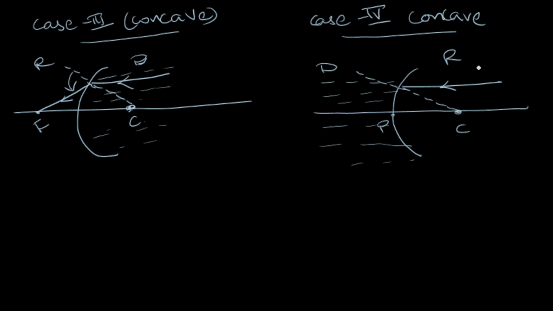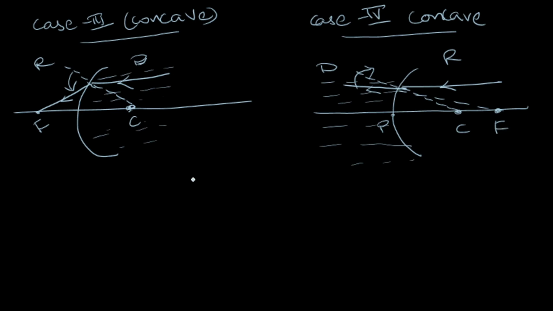Whenever a light ray travels from the rarer medium to the denser medium, the light ray will bend towards the normal. The light ray will bend towards the normal after refraction, right? This will bend towards the normal. And if you extend this refracted ray on the other side, this ray will meet at some point on this principal axis. This point is known as the focus point.